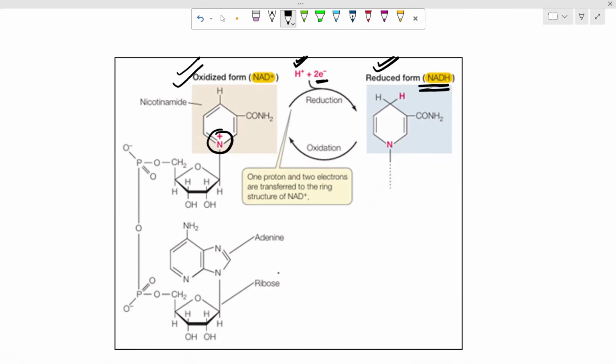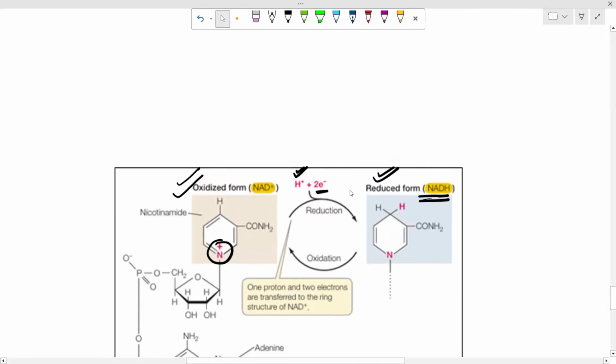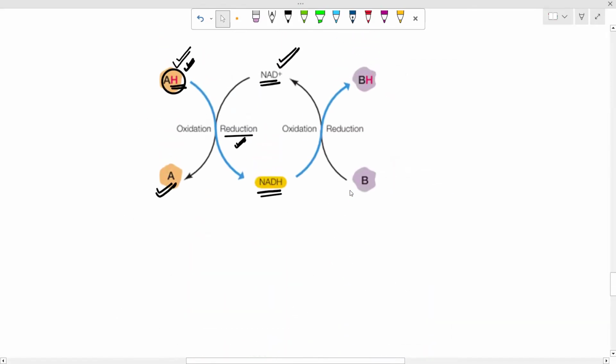Is it clear? Now, up till here, if you see, one was getting oxidized, another was getting reduced. We have seen right now in this diagram that if suppose a molecule is getting oxidized, then NAD was getting reduced.